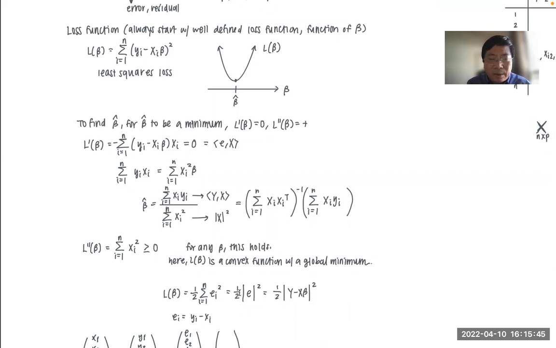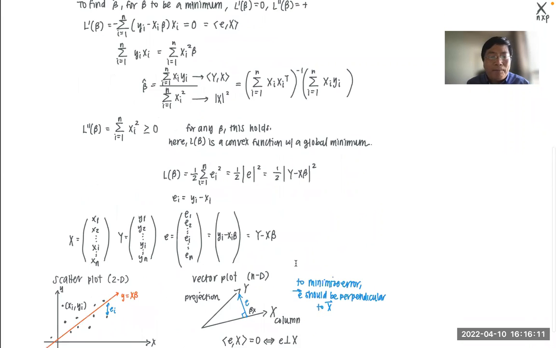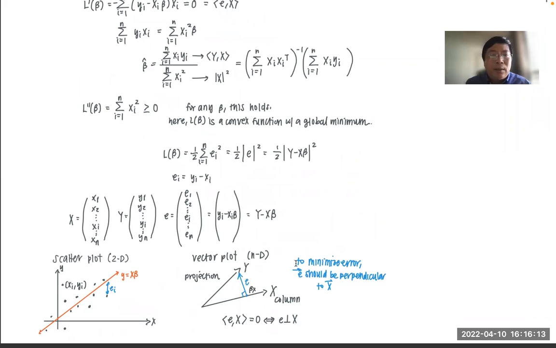And then this can be written as 1/2 times the squared L2 norm of e. The squared norm of a vector is just the squared distance between the tip of this vector and the origin, which can be written as the sum of squares of the individual elements. So this is 1/2 the squared norm of y minus x beta. Now suppose we want to minimize this loss function. That means we want to minimize the squared length of this e vector.